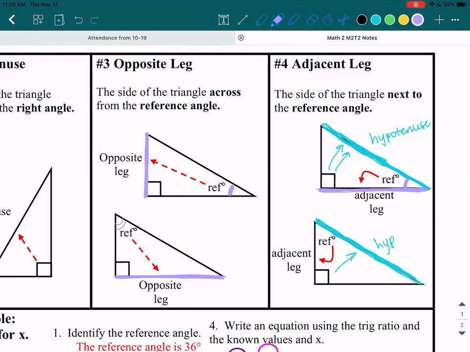Now let's figure out what our adjacent leg is. They gave us this reference angle on the top, and adjacent means next to it. So not on the opposite side, but next to it. The only other side touching our reference angle is this one. This is the adjacent leg. So the adjacent leg touches the reference angle. Any questions with that?